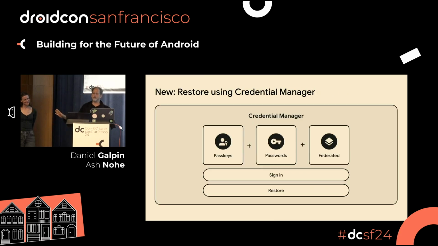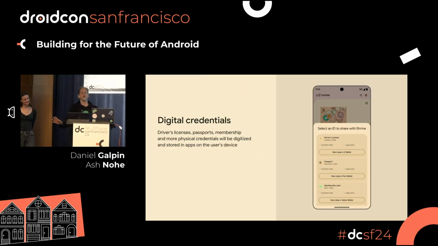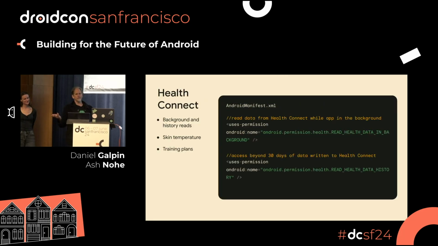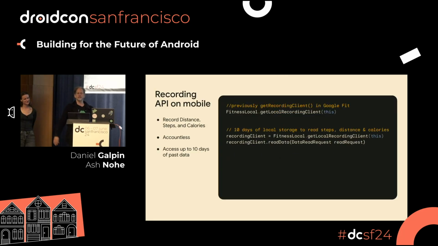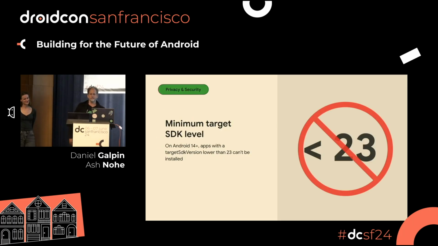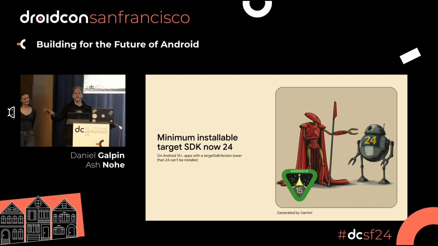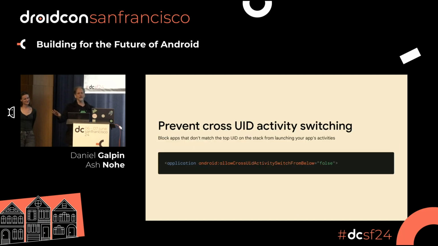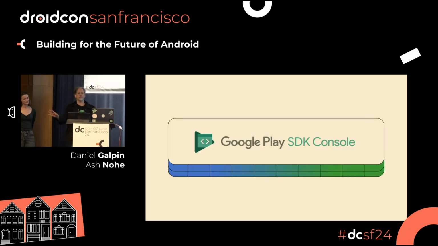Credential Manager has a whole bunch of new stuff in it, including autofill and restoring credentials. We've got this recording API in mobile, so you can transition from Google Fit. And Health Connect now supports background and a few other things. Okay, Android 15 bumps the minimum target SDK version to 24. And this is actually important. It adds an opt-in flag that blocks apps that don't match the top UID on the stack from launching activities. And there's a bunch of other stuff there.